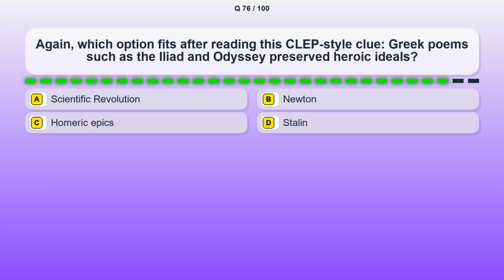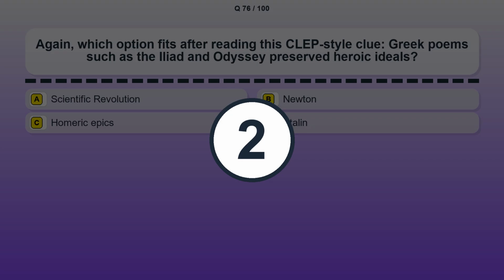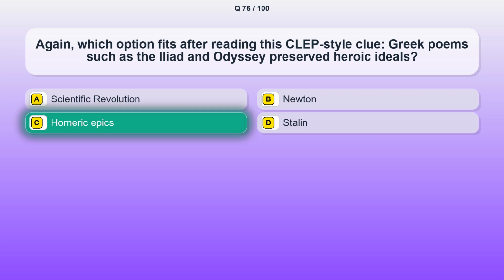Question 76. Again, which option fits after reading this CLEP-style clue? Greek poems such as the Iliad and Odyssey preserved heroic ideals. Option A, Scientific Revolution. Option B, Newton. Option C, Homeric epics. Option D, Stalin. The correct answer is option C, Homeric epics.